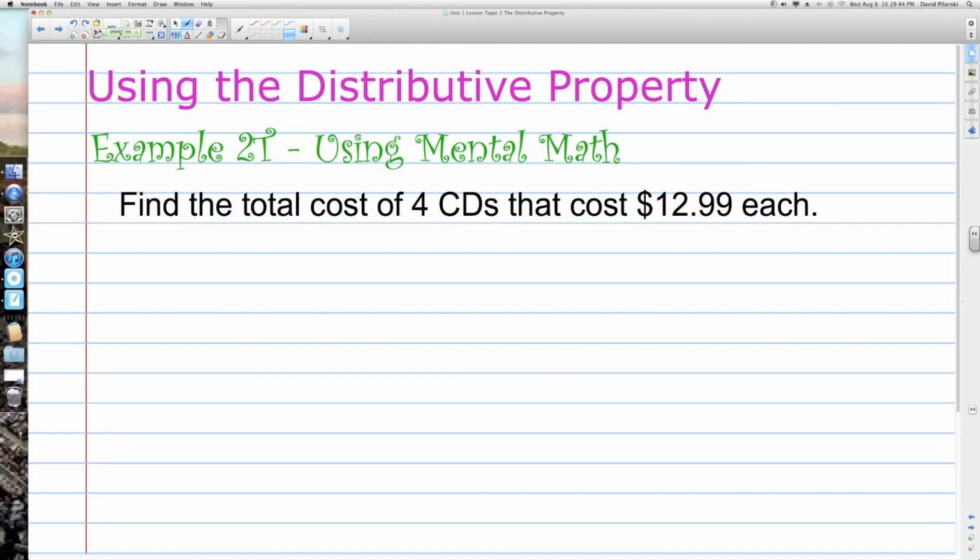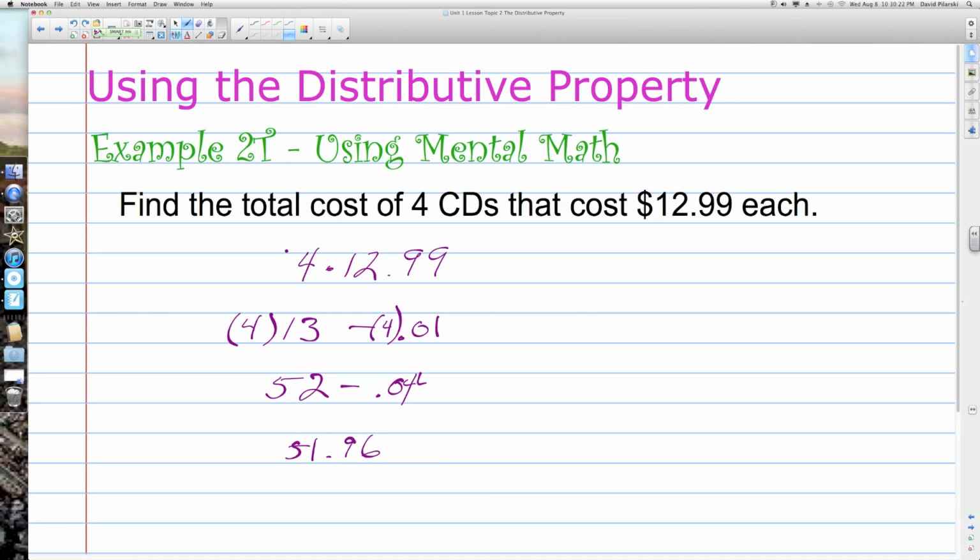Find the total cost of 4 CDs that cost $12.99 each. This is a basic math problem which tells us we're going to have to multiply 4 times $12.99. If we think about writing $12.99 as 13, take away 1 penny, or 0.01, and then we multiply both of those by 4, much like we did in part B of example 1t. 4 times 13 is 52. 4 times 0.01 is 0.04, or 4 pennies. 52 take away 4 pennies is 51.96. So the cost of those CDs is 51.96.